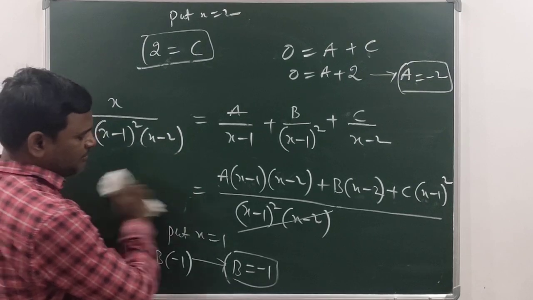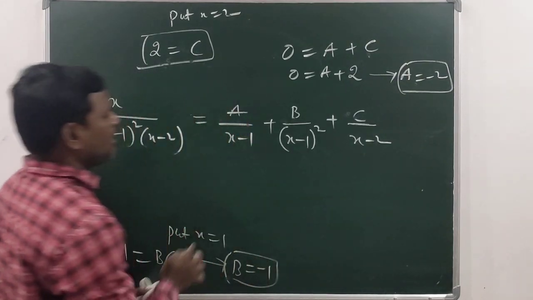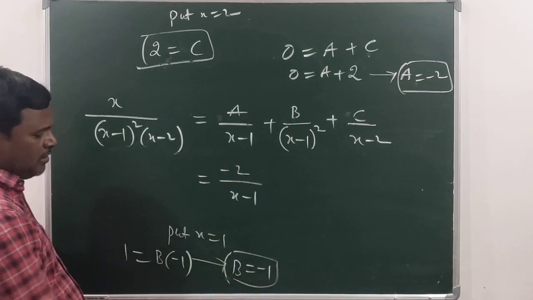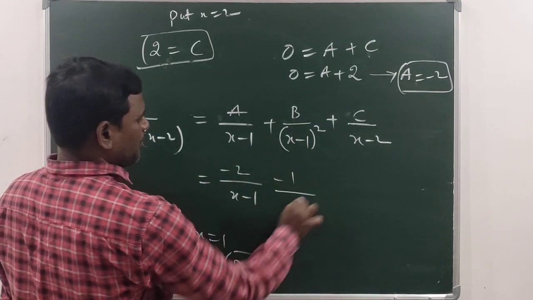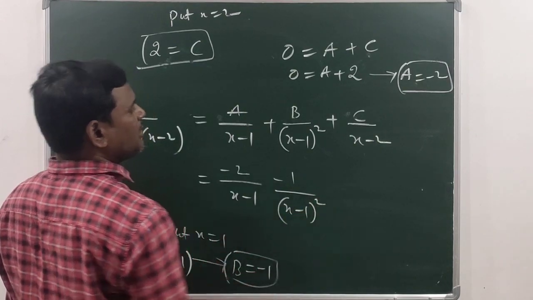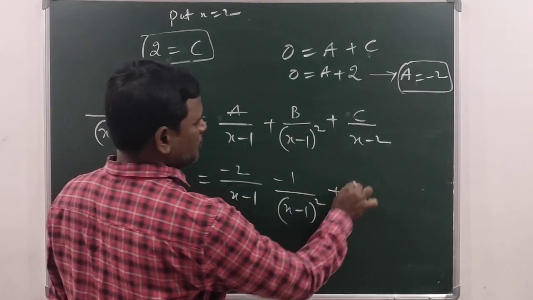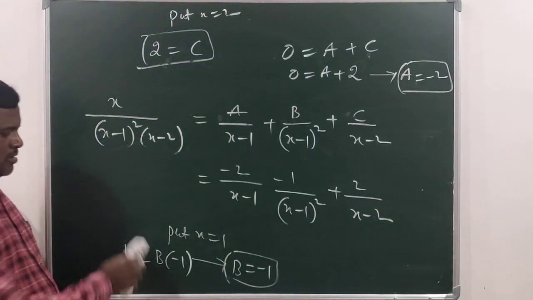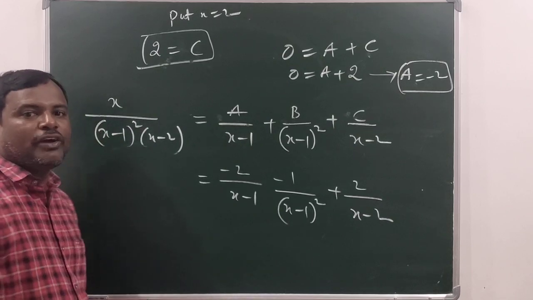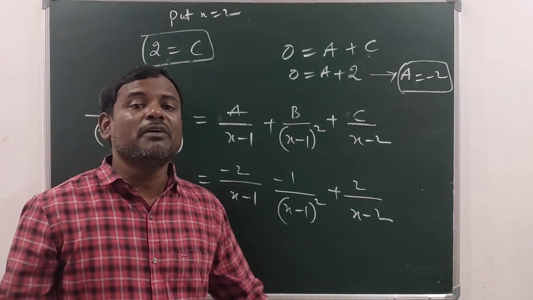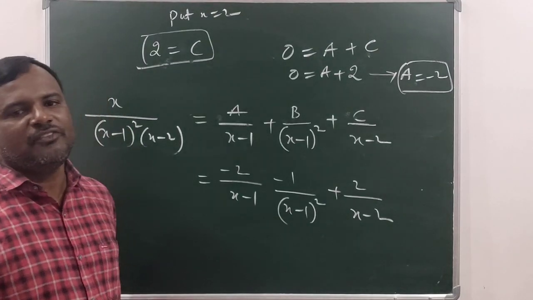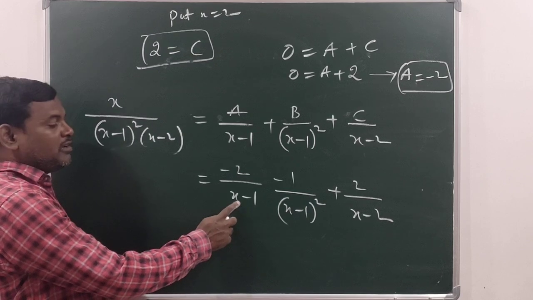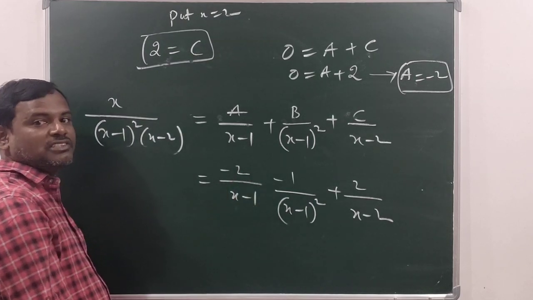Now see here. A value how much? Minus 2. Minus 2 by x minus 1. B value is minus 1. Minus 1 by x minus 1 whole square. And C value is 2. 2 by x minus 2. Now in this what we would have to find? Coefficient of x power n in the power series expansion of these three partial fractions. So convert these three into the power series.